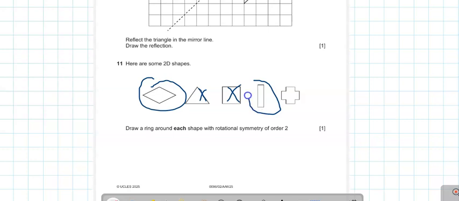Then the rectangle has order 2. And this shape, it has order 4. So we can take it. So only this rhombus and the rectangle. In the exam, you don't do these crosses, just make the two circles and that is it. Next question. Question number 12.